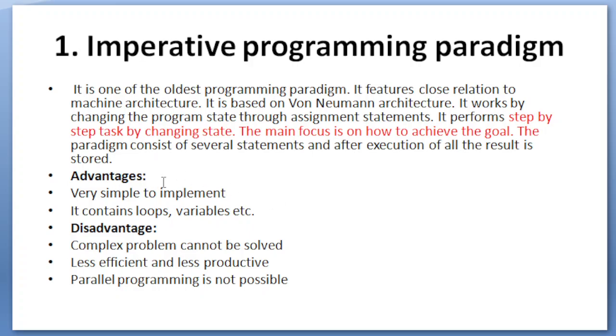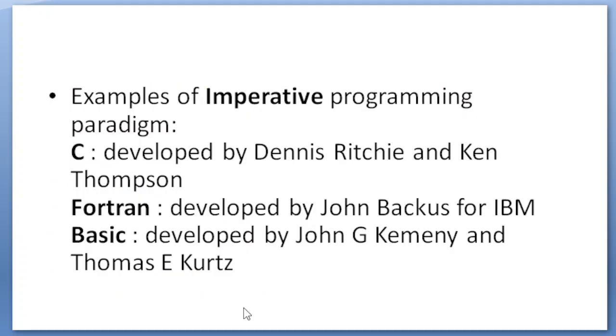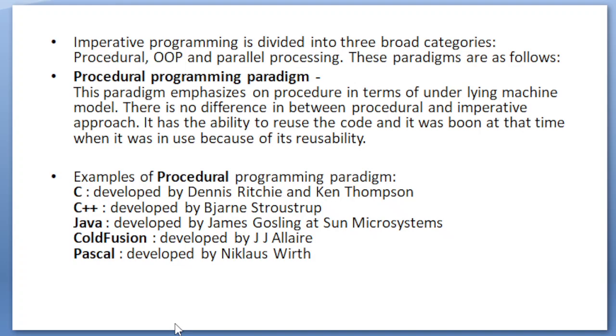Its advantage is that it is very simple to implement and it contains loops and variables. Disadvantages: complex problems cannot be solved, it is less efficient and less productive, and parallel programming is not possible. Next, examples of imperative programming are C, Fortran, and BASIC. Next, we already mentioned that imperative programming is again classified into procedural, object-oriented, and parallel.